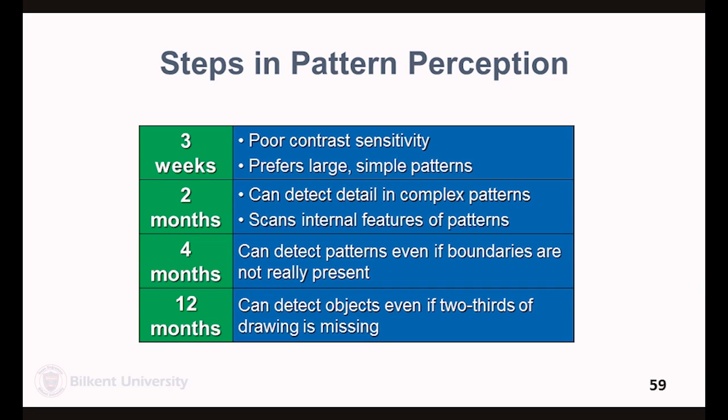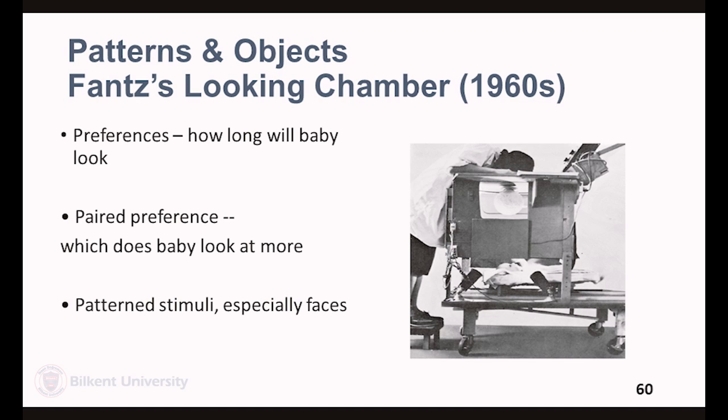At 2 months, they can detect detail and complex patterns. They can scan internal features of patterns. At 4 months, they can detect patterns even if boundaries are not present. I'm going to show you an example. At 12 months, they can detect objects even if 2/3 of a drawing is missing. Again, we are going to see a picture of that.